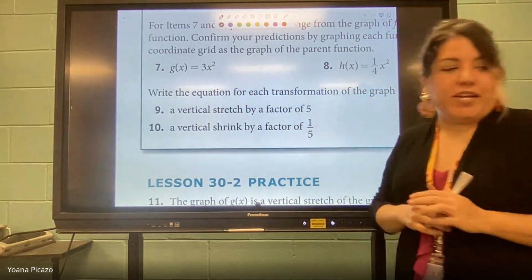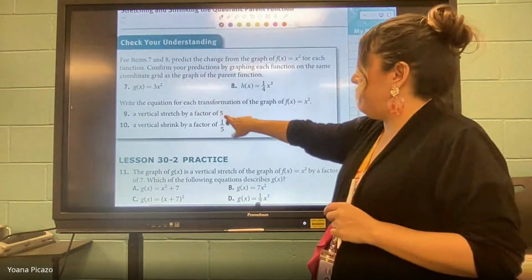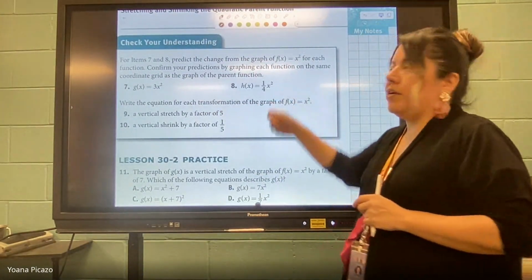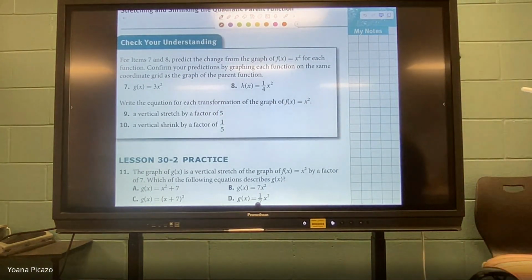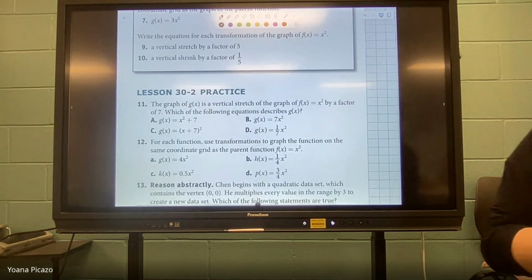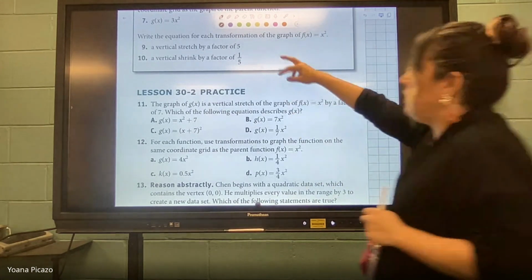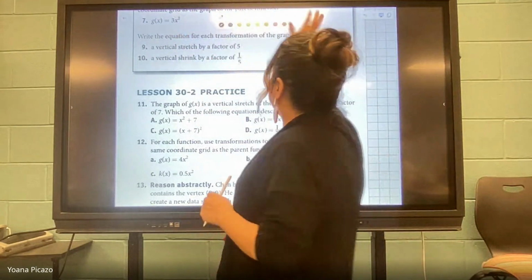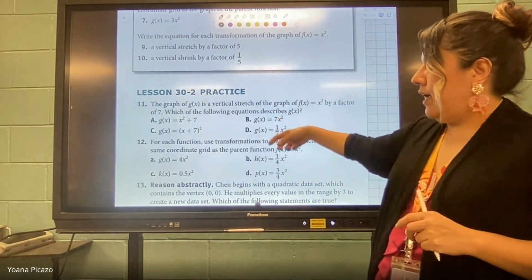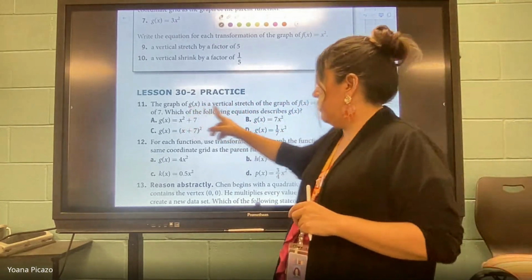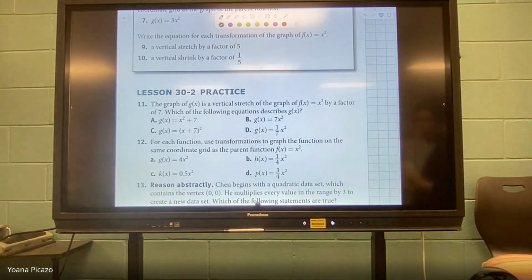9 and 10, they're saying, hey, if you're going to vertically stretch your graph by a factor of 5, how are you going to rewrite the equation? What happens if you're going to vertically shrink it by a factor of 1/5? So are you doing any crazy calculations for any of this? No. You're just rewriting equations here. You're going to predict, and then you're going to graph to double check. And then here, it gives you a scenario of a vertical stretch. It wants to know which one is the correct one. Yes?